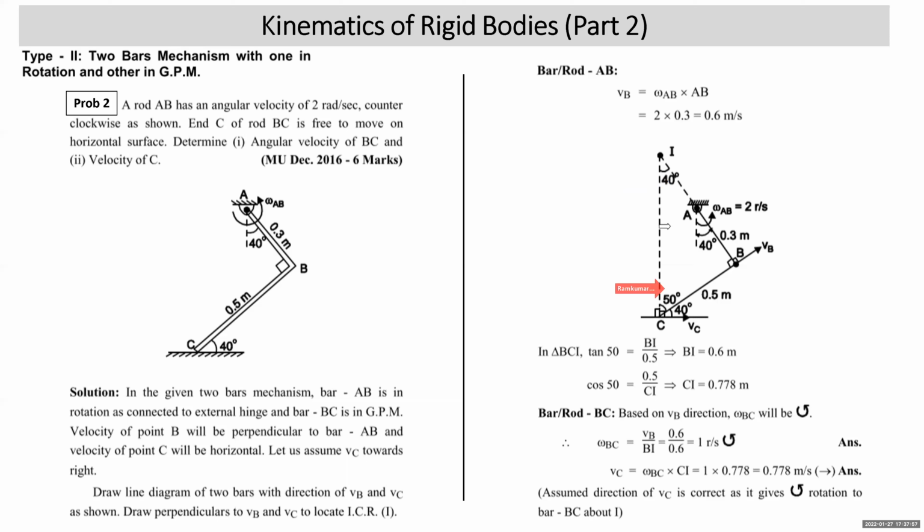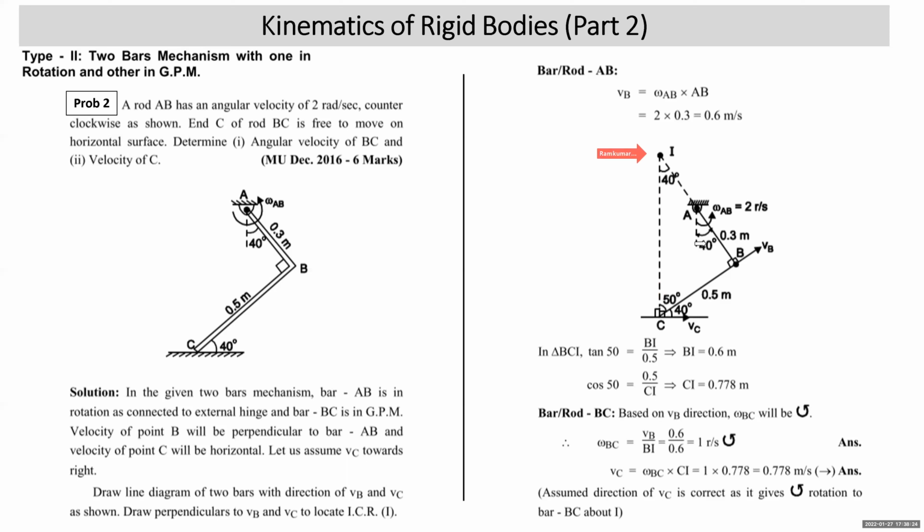So in short, triangle BCI is right angle triangle. In this triangle, if I take tan 50, it will be BI upon 0.5. That is BC. So you get BI distance. And cos 50 is base upon hypotenuse. Base is BC, that is 0.5, upon hypotenuse is CI. So you get CI.